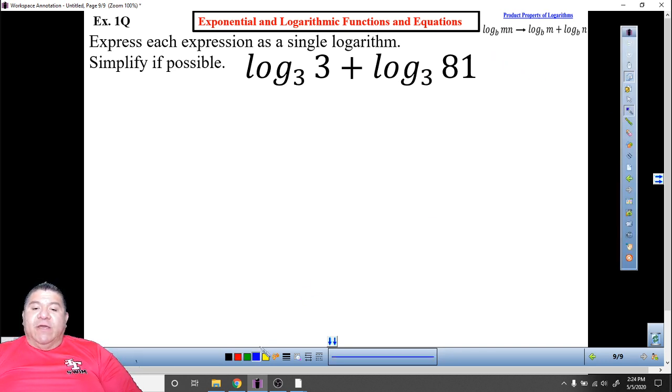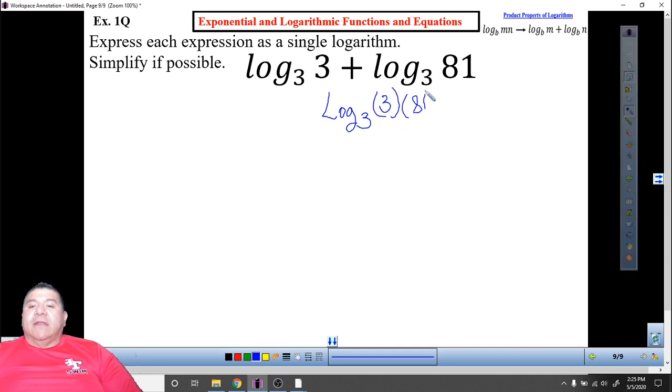So then we rewrite this. This becomes log base 3. Why? Because it has the same base. And then what do we write as given number? 3 times 81. So can we rewrite this? Yes. Log base 3, and 3 times 81, that's 243. All right, and how do we solve? We set it equal to y.